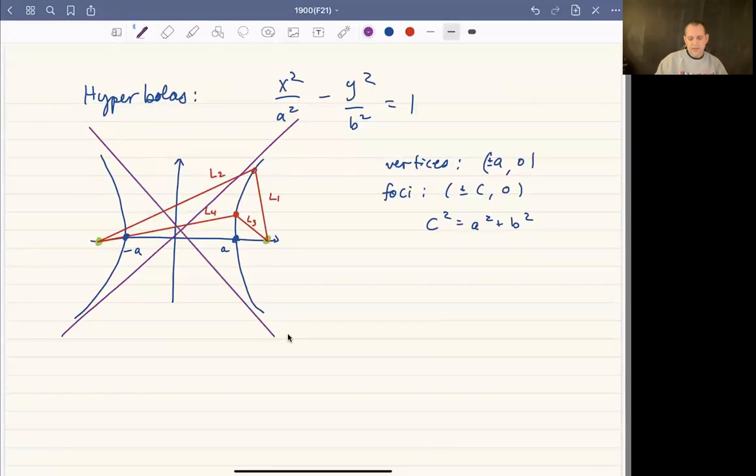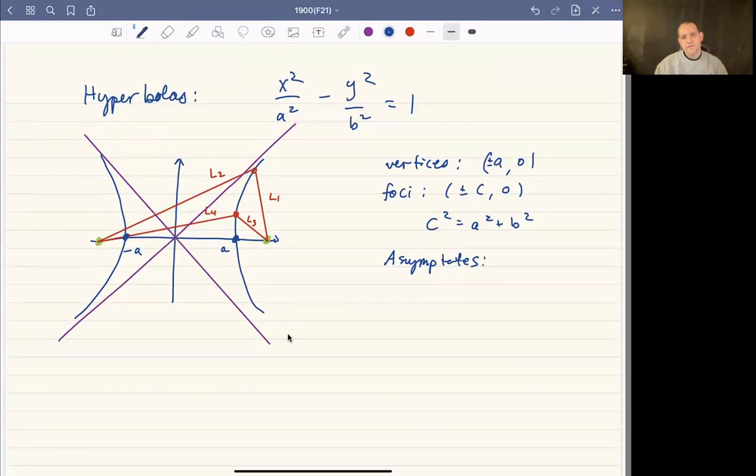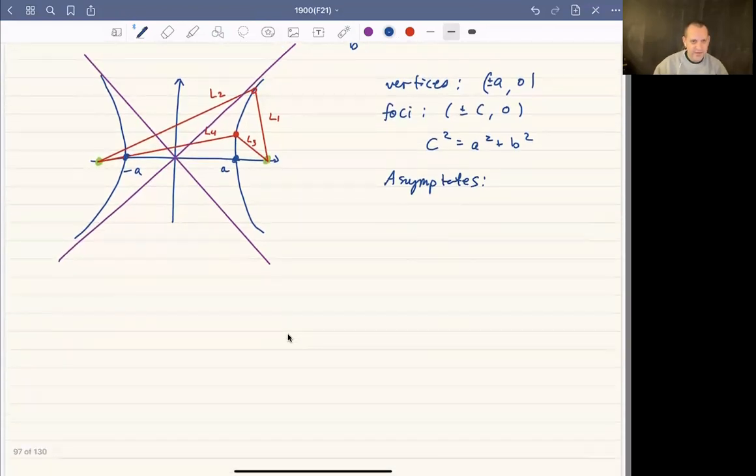Okay. And so you get these asymptotes. These should go through the origin. And so these asymptotes, these purple lines, there's a few ways that you can define them, but the way that I like to do this is because I always forget the formula. So I always have to sit down and take 30 seconds to figure it out.